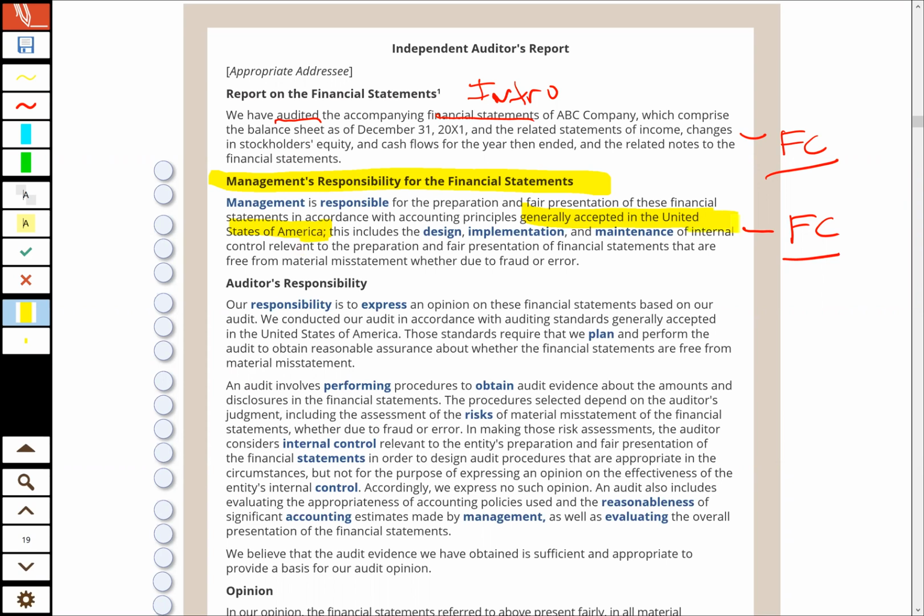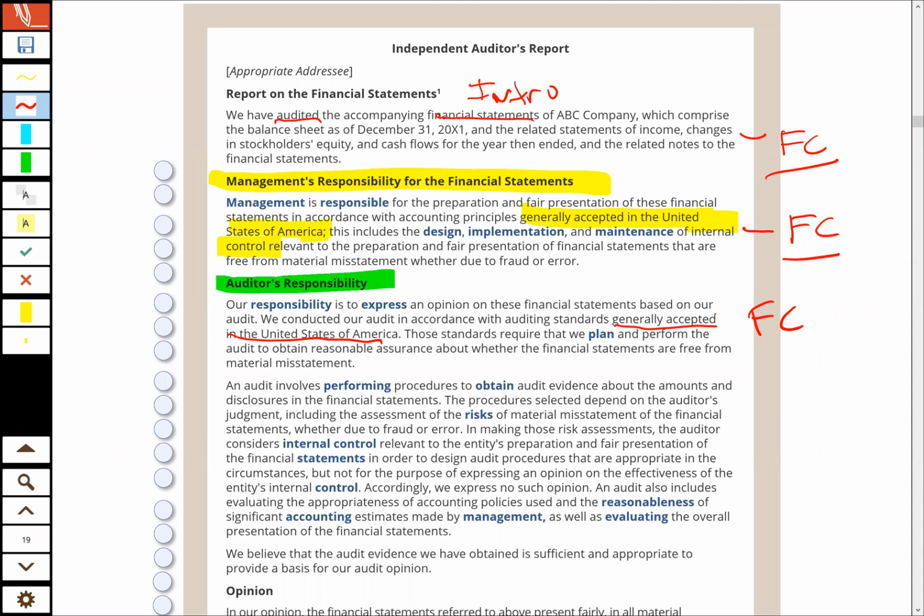They're also responsible for what? The internal control, right? So right away, we put the responsibility of management out there versus the responsibility of the auditor. The auditor is responsible to plan, perform the audit following generally accepted auditing standards in the United States of America.